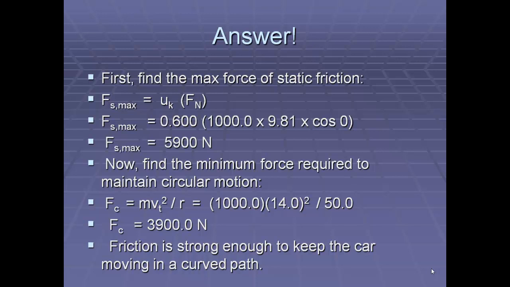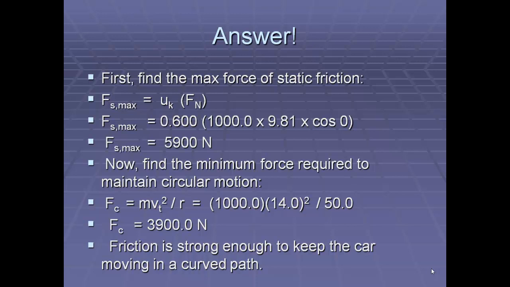Therefore, what we need to do is take this information and compare it to the minimum force required to maintain circular motion. The minimum force required to maintain circular motion will be the mass of the car times the square of its tangential speed divided by the radius of the turn it's going around. We determine this to be 3,900 newtons. Because Fs max is at least as great as its centripetal force, the car can continue to turn.